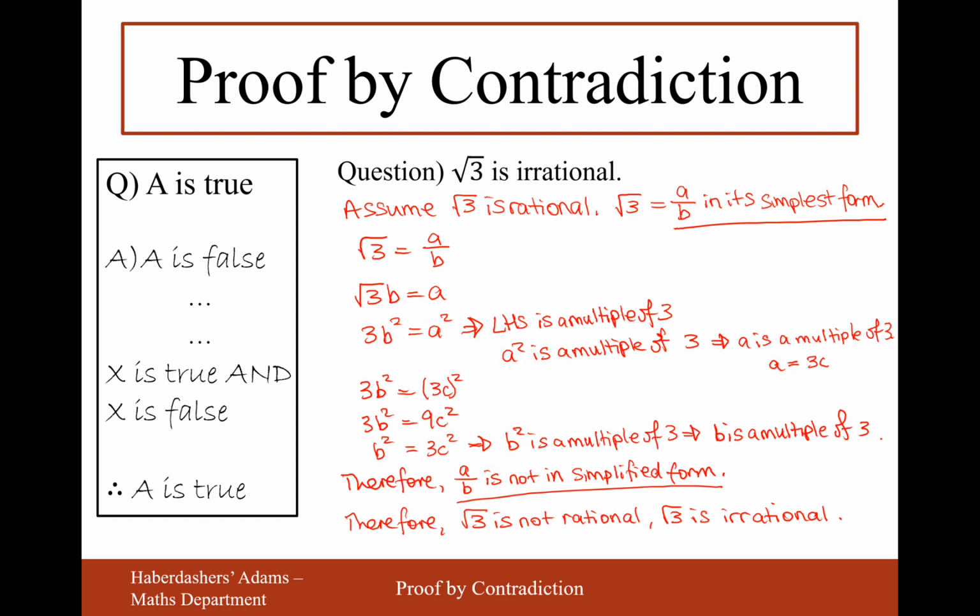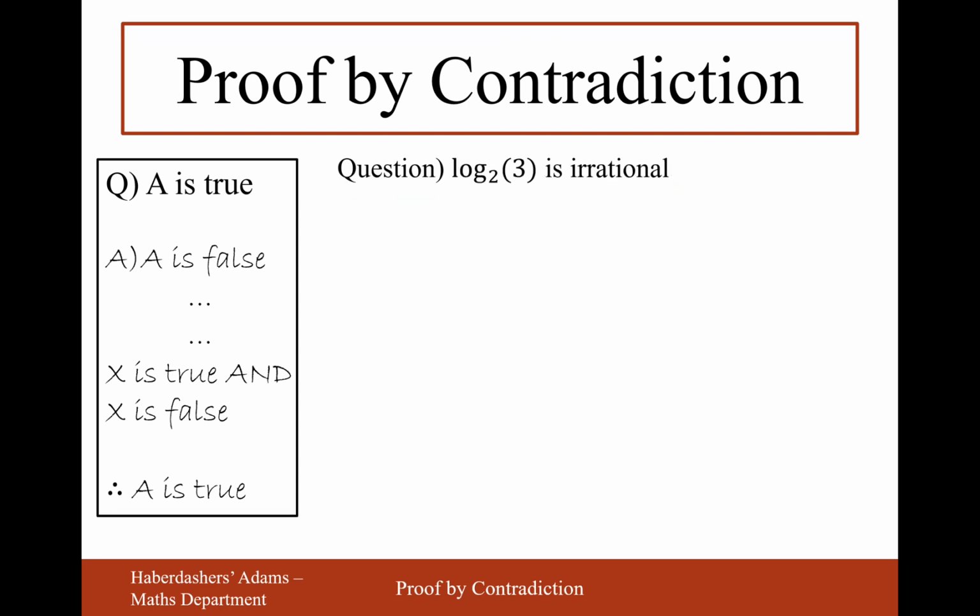And there we are, that's the answer to that question. Okay, so moving on to the next question then. Log 2 base 3 is irrational. This is what we've got to prove. It's another irrational question, so it might be similar to root 2 and root 3 being irrational, but there might be a different way that we have to go about proving it.